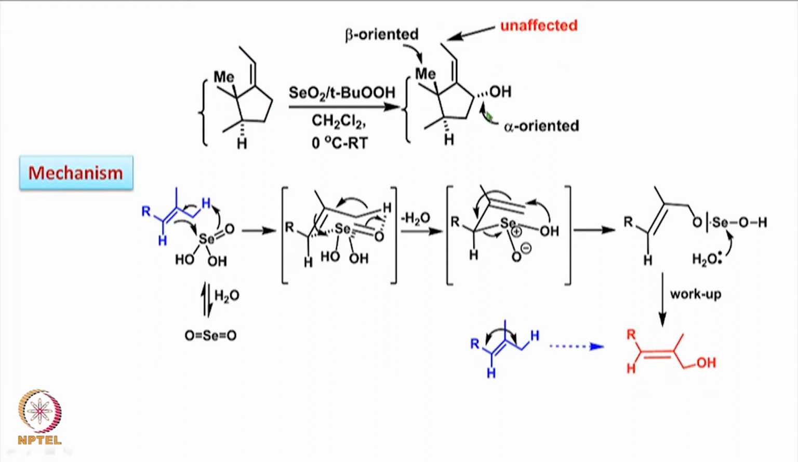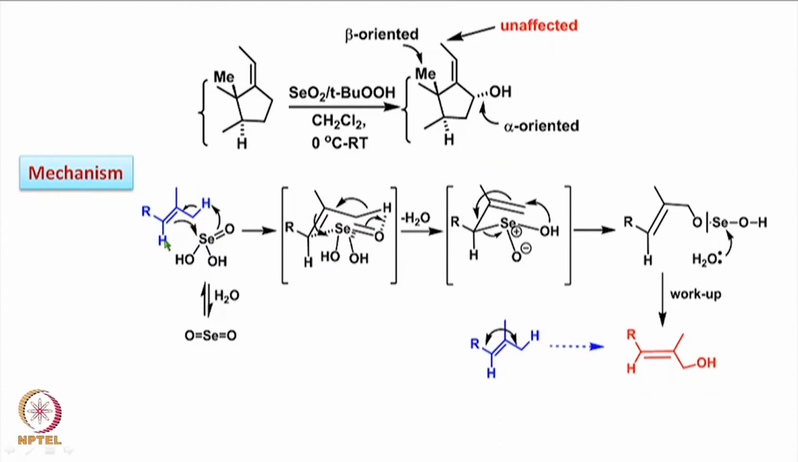Now, because this methyl group is beta oriented, the hydroxy group comes from the alpha side. Thus, this is an example which is indicating not only regioselectivity but also stereoselectivity in selenium dioxide based oxidation. Now, what exactly is the mechanism of this reaction?